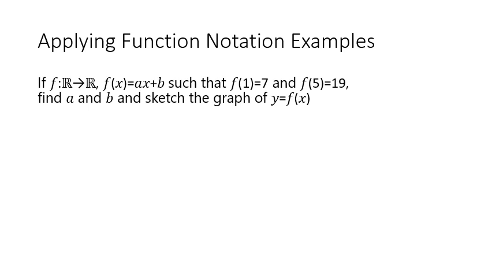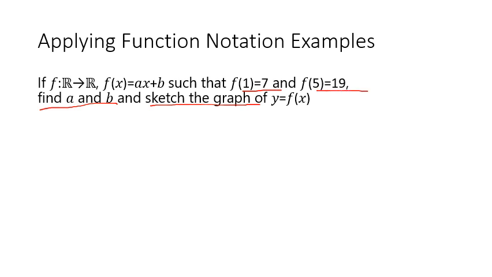And the question is, if f with a domain of all real values with an equation f of x is equal to ax plus b, the question asks us to find the values of a and b and sketch the graph. And it gives us two pieces of information. f of 1 is equal to 7 and f of 5 is equal to 19.